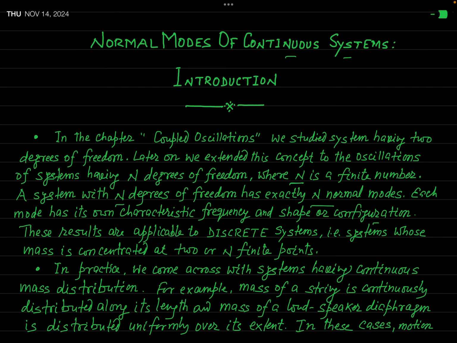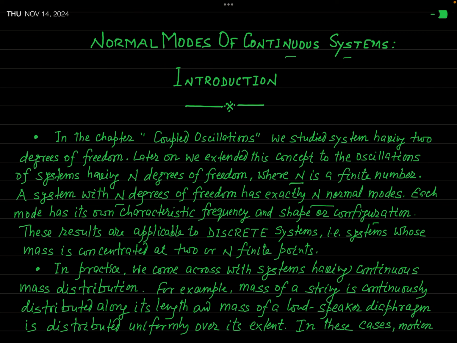As I have told you, when you talk about the normal modes of coupled oscillations, you talk about discrete systems, which means systems whose mass is concentrated at 2 or a finite number of points. Okay? Actually, the systems we come across in nature are not so simple. The practical examples of systems are not so simple as we have discussed earlier.